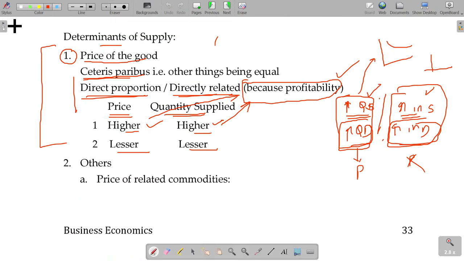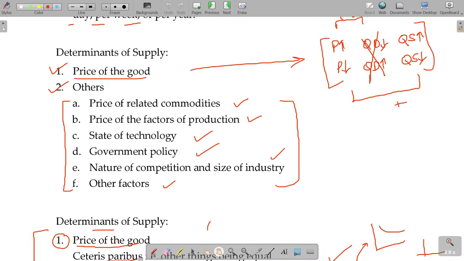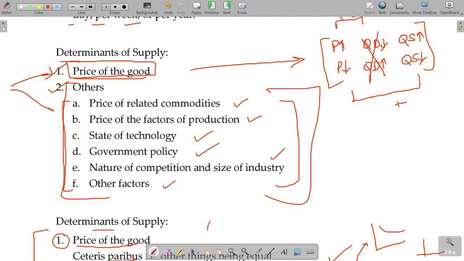Now, in case of factors of supply, the price of the commodity is one of the factors of supply. Others will be the other factors of supply. In such a way we can classify into two blocks. And here, direct proportion. Price of the related commodity, what relationship do we have? Direct or indirect? Related commodity means, what's that? Wheat and corn. If the wheat price is higher, we supply more wheat and we reduce supplying corn. So it is an indirect relationship.